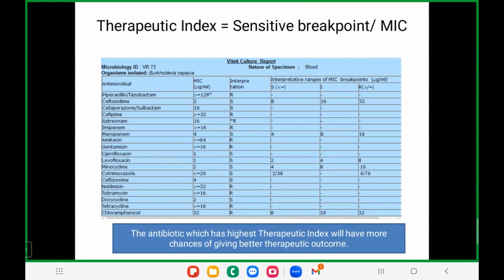So S means sensitive, I means intermediate, R means resistant. If the MIC you got is less than the S breakpoint, that means the antibiotic is sensitive. And if it is more than, or almost in the range of, the R breakpoint, that becomes resistant. Anything in between S and R is intermediate. So you need to choose an antibiotic based on the therapeutic index, that is S breakpoint by MIC. Whichever has the higher number is the more effective antibiotic.